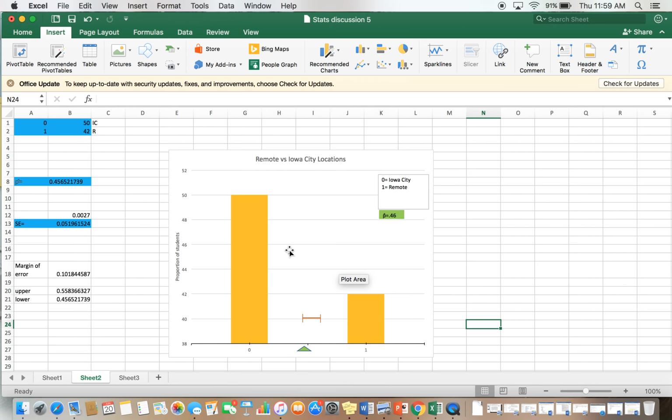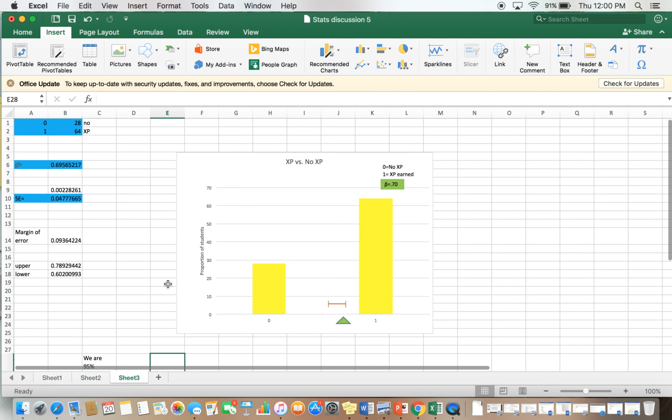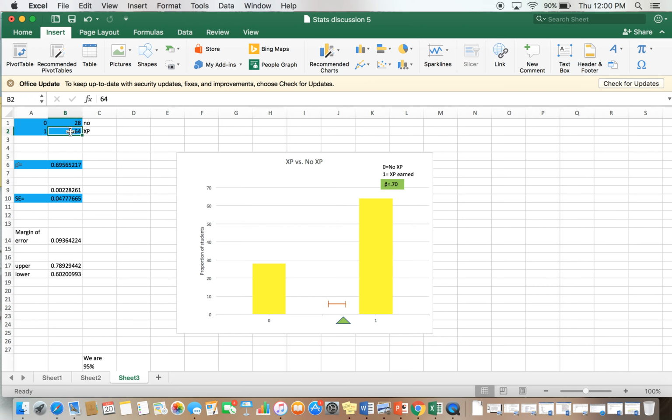With that information, I can scroll down and say that I am 95% confident that in the population of students taking elementary statistics online at the University of Iowa, the proportion who take the class remotely is between 0.46 and 0.56, or 46 to 56%. Then I simply repeated this exact process on this page, only with XP points earned or no XP points earned. My success I assigned to if you earn the XP point, and my failure I assigned to if you did not earn the XP point.